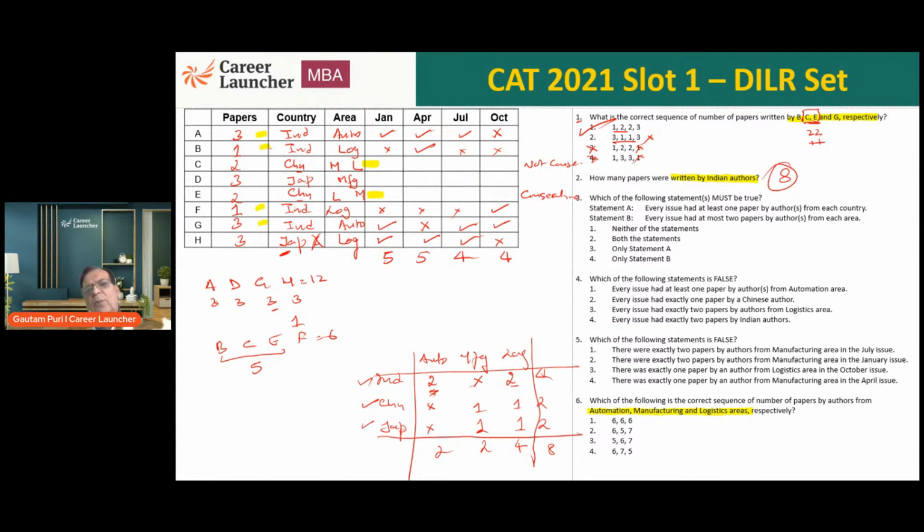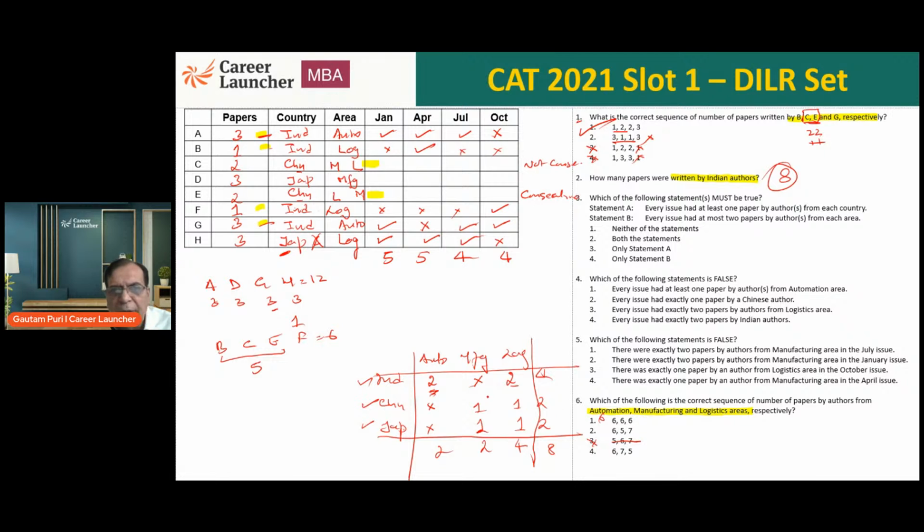But let's look at question number 6 nevertheless. Because automation is complete, the first one is automation. How many automation? Automation are only the 2 Indians. How many papers by automation authors? 3 and 3, 6. It is 6. Does not help me much.